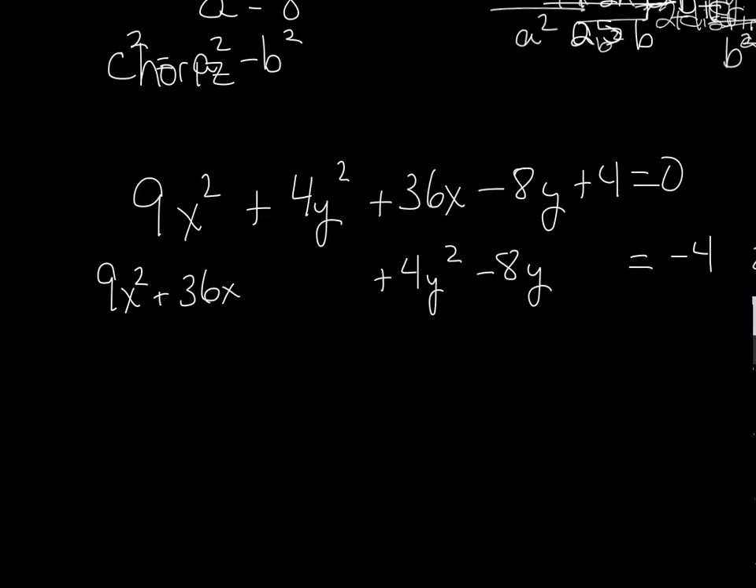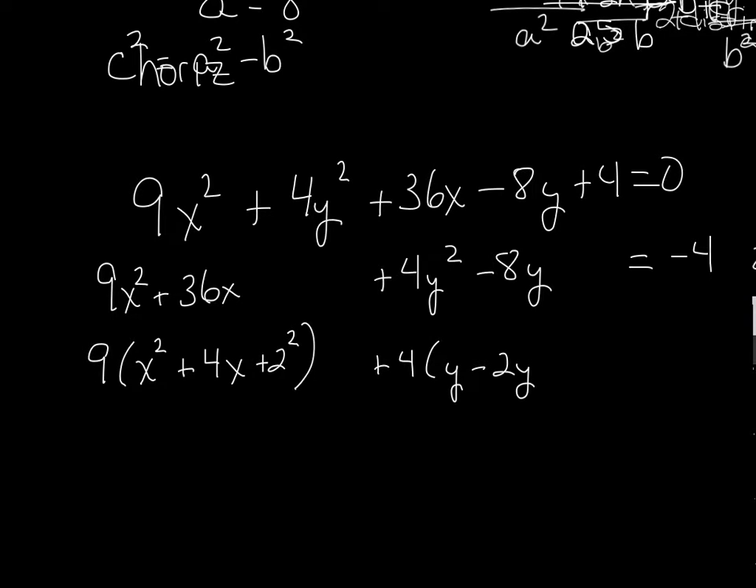I'm going to factor out a 9 because when we complete the square, that first term needs to be 1x squared. And over here I'm going to factor out a 4 because I want 1y squared, not 4y squared. Okay. Half the middle term, and we square it, and then we have to add it to both sides. But I'm not adding 4, I'm adding 36.